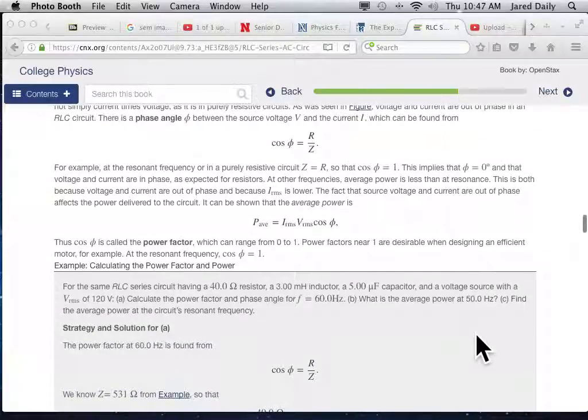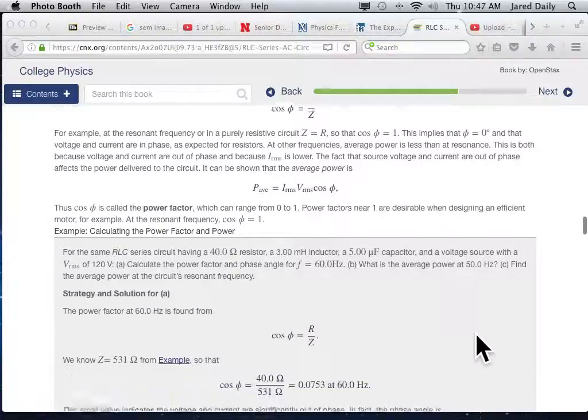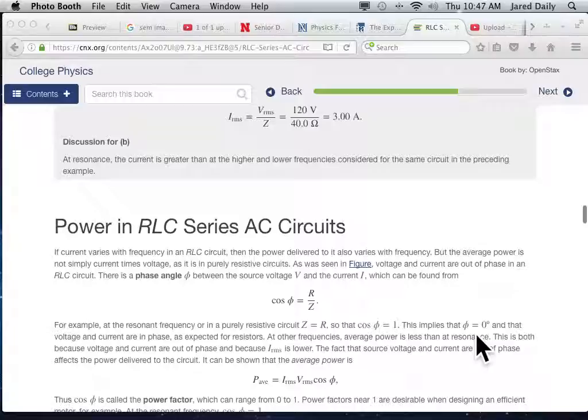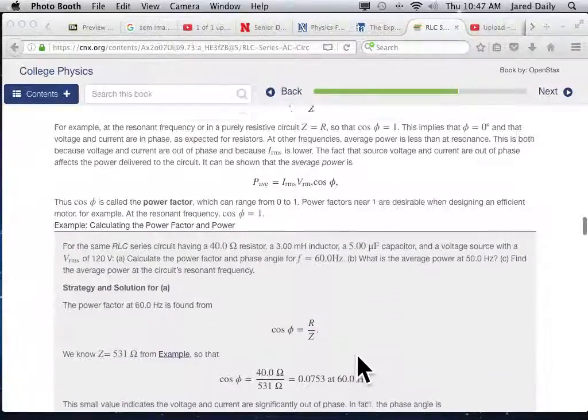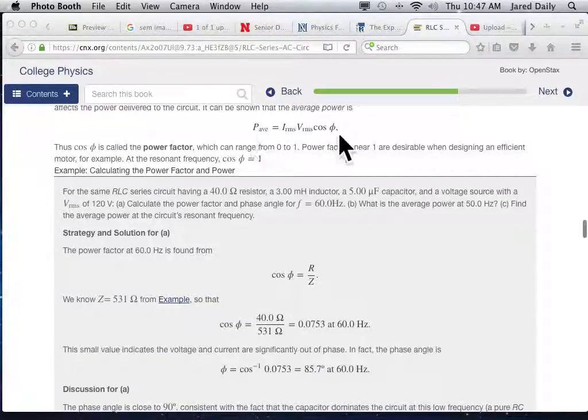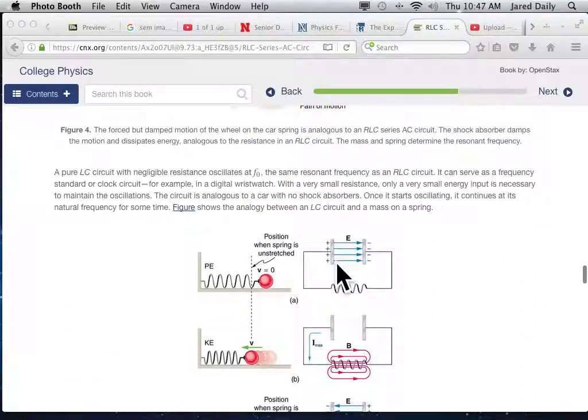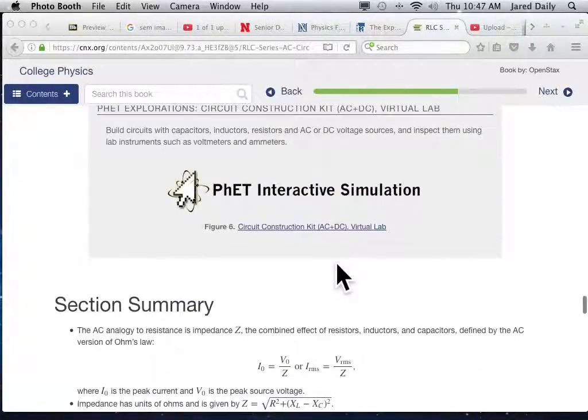Now, how much current are you going to get through? This is called the power factor, and they calculate the power factor using what is called the phase angle between the voltage and the current. So they use this equation here, and the phase angle is something that they will just give you in this case. I'm not going to go through that really quick because we've got to move on.